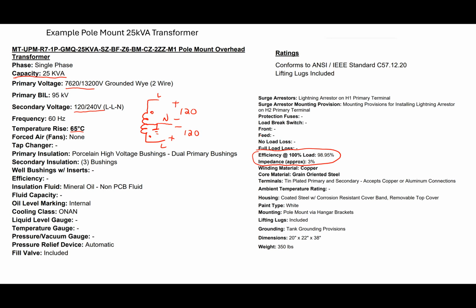Now, the other thing it tells me here is that the impedance is 3%. Okay, which is weird, but that's generally the way that the impedances are written, and that's using the per unit system. Okay, where everything's done as a percentage. All right, and there's standards associated with how these things are rated here.